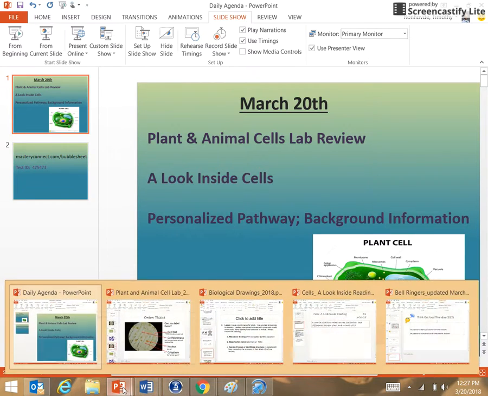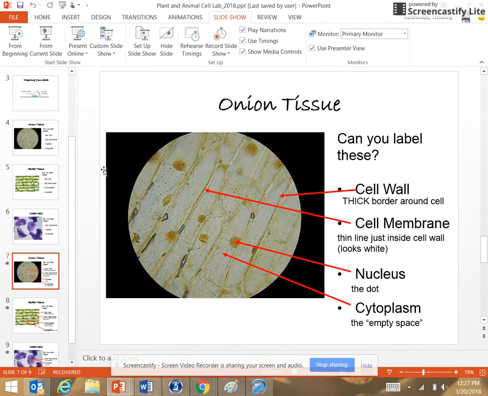So the first thing we did was visit your drawings from last class. This is available on Schoology from last time. You want to make sure your onion tissue looked more or less like this in your drawing, and you want to be able to label everything on the right margin here. So those four things you should be able to label on an onion cell.